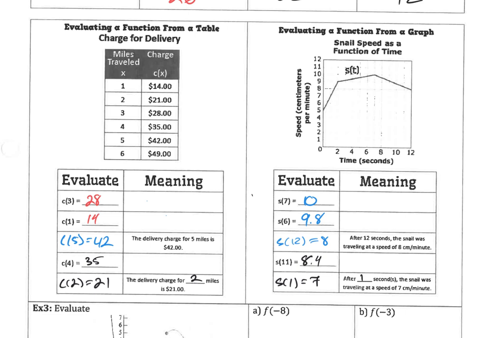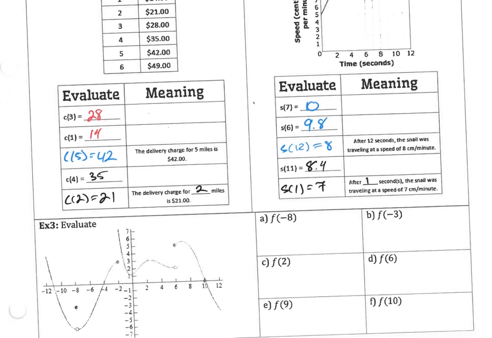Okay, hopefully your answers match up with mine. Now this s of 11 is going to be a little tricky because at 11, we are not at an exact value, so again, we're estimating, and I said that's a little bit less than half, so I put 8.4, but 8.5 is close, maybe even 8.3. And then for our last example, since we know that the speed is 7, I'm going to go up to 7, and I'm going to go over, and I estimated that to be about 1. I know the grid lines are not great on this graph, so we're really estimating, but we get something about s of 1 is equal to 7.